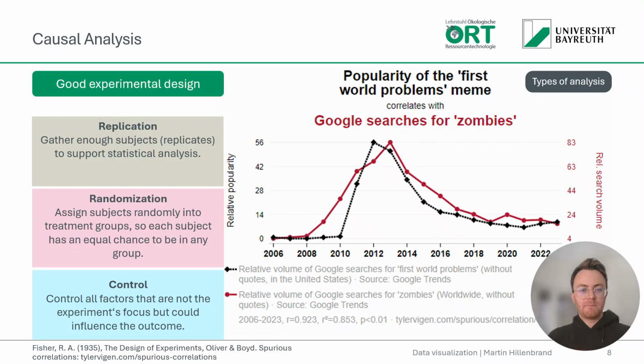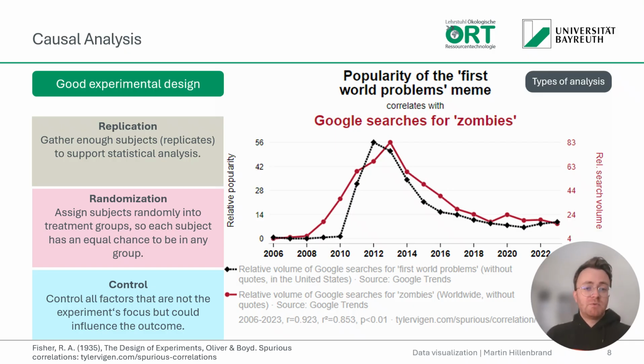hypothesis that I have. So now if we look at causal analysis, then for example here we can see the popularity of the first world problem meme in correlation with the Google search for zombies. And when we do causal analysis, we have to keep in mind three big points for a good experimental design, because causal analysis is also often, as well as the inferential analysis, linked to, okay, we're doing experiments and we try to find out and test our hypotheses.